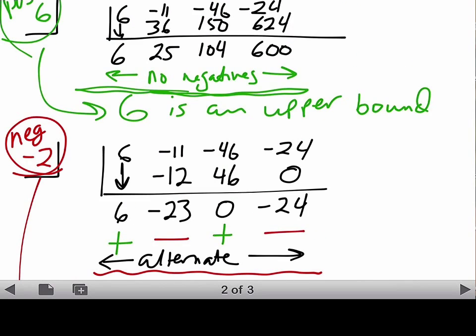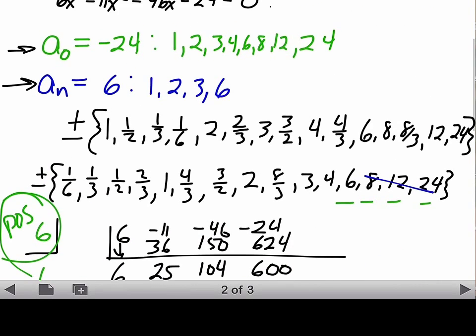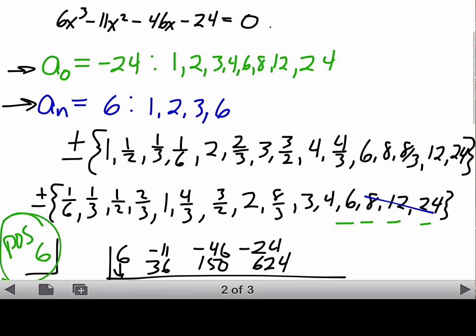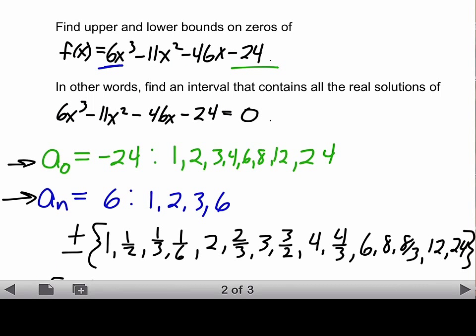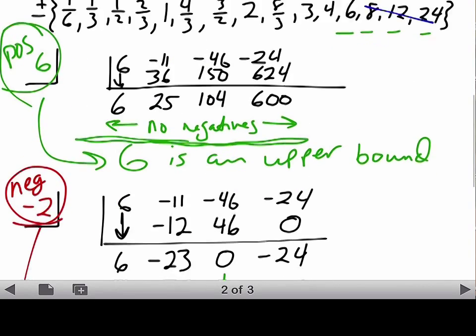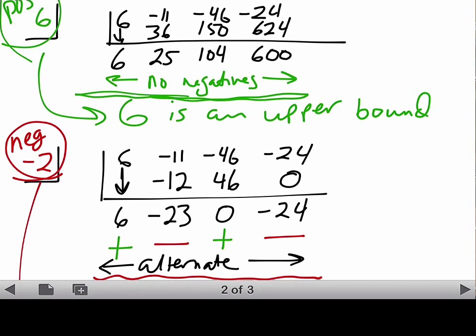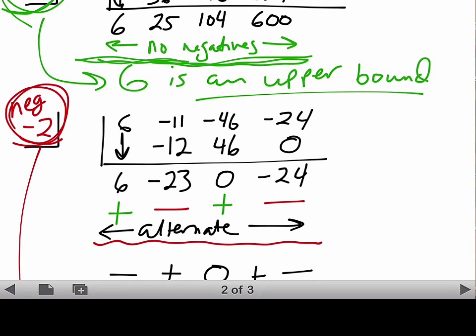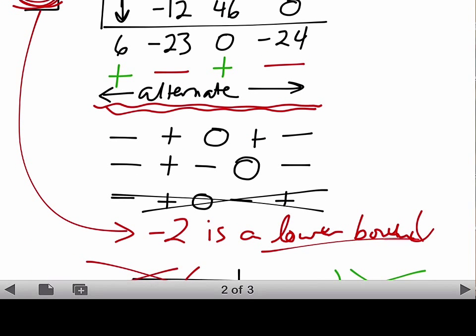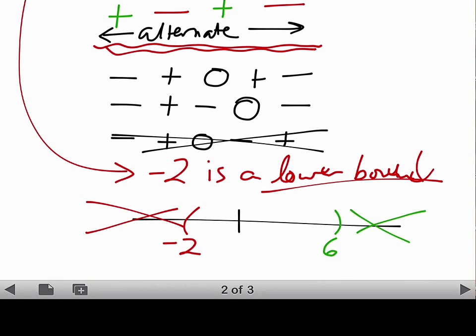Okay, this original problem was a little bit misleading. It says to find upper and lower bounds. Not something I would really ask you to do. What I would ask you to do is recognize the bounds when you see them. Positive number in the penalty box, no negatives, upper bound, too big. Negative number in the penalty box, alternating signs, lower bound, too small. Use that to guide your guessing, and that's how we can recognize upper and lower bounds.